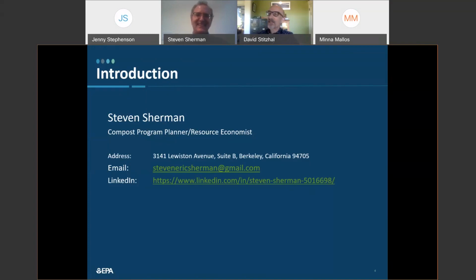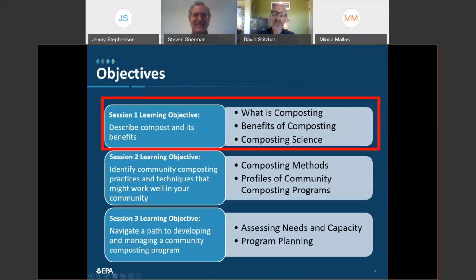So let's go on to the next slide, and I'm going to give the 40,000-foot view overview of what we're doing today. Our objectives. Session one, that's today in the red box. We're going to describe compost and its benefits. What is compost? What are the benefits of it? What is the science behind it? Next time, we're going to have a more interactive session. The learning objective will be to identify community composting practices and techniques that might work well in your specific community. So we'll be looking at methods, we'll be looking at profiles of community composting programs. And then finally, in the third session, the learning objective is to navigate a path to developing and managing a community composting program. So that really requires us to assess needs and capacity and do some actual program planning.